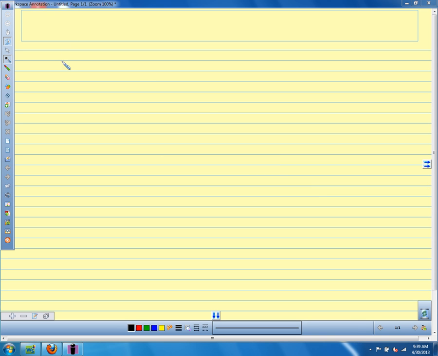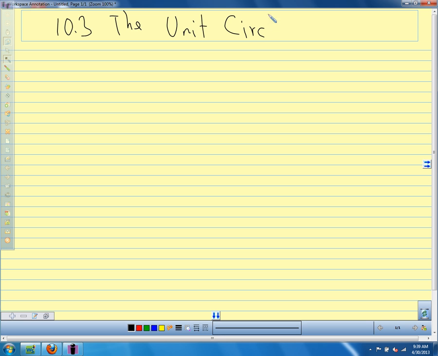So we're in section 10.3. We're going to talk about the unit circle. So there's one piece that we need before we actually talk about the unit circle. We're going to define the angle of rotation.